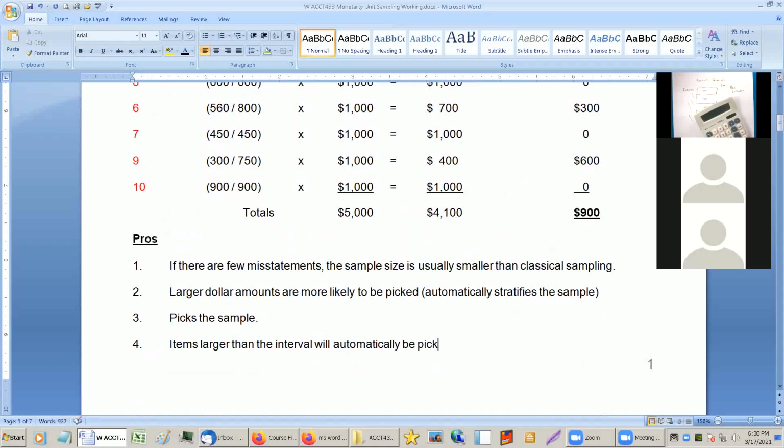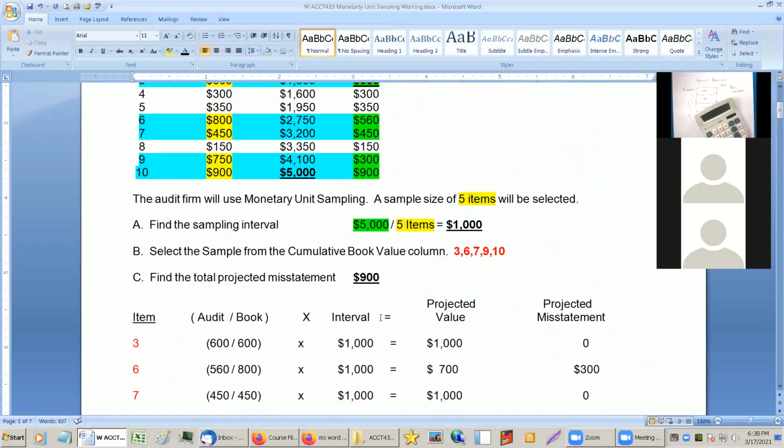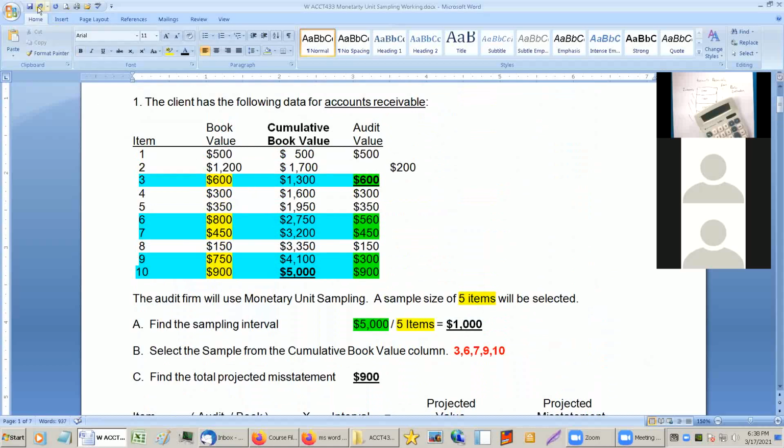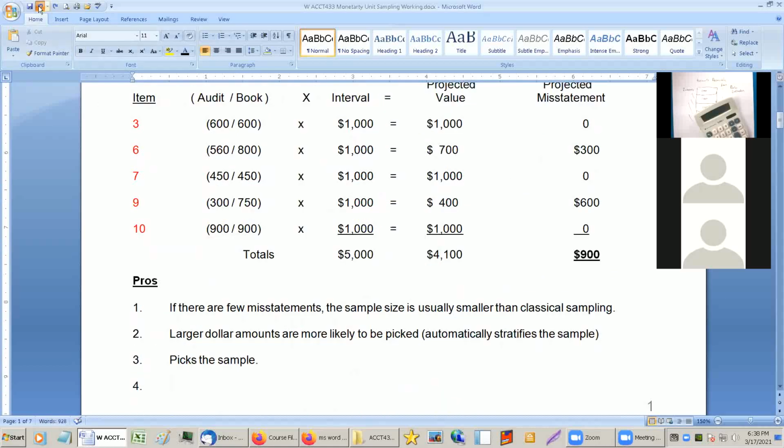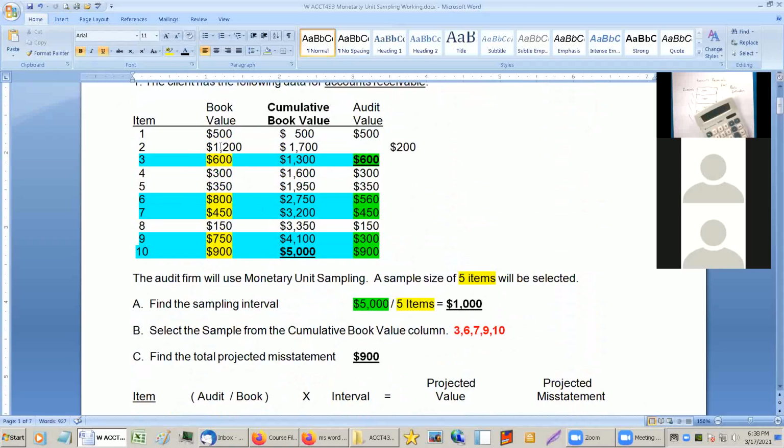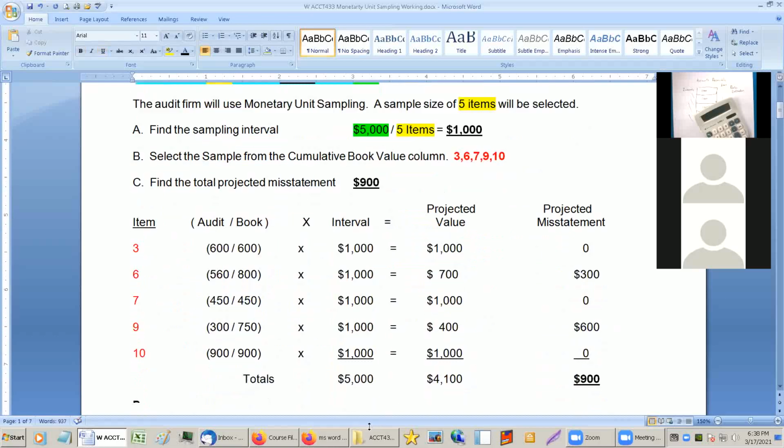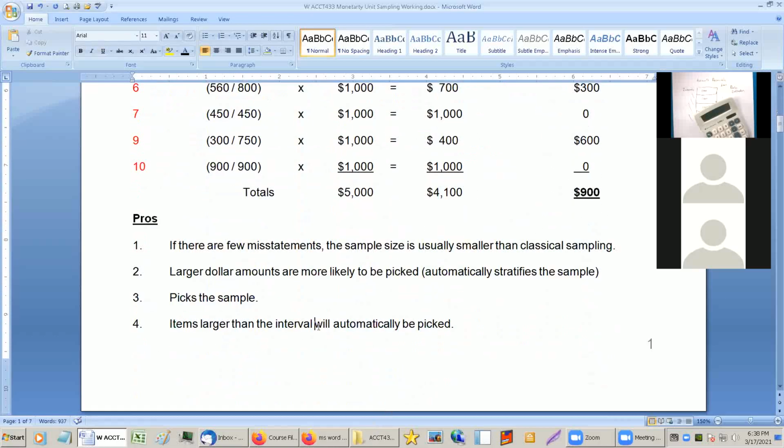the more that they would try to inflate these numbers, the more likely it is you're going to catch it. And at some point, if they make the numbers big enough, if they make it larger than the interval, it's 100% going to catch it. So the more that they cook the books, the more that they change the numbers.